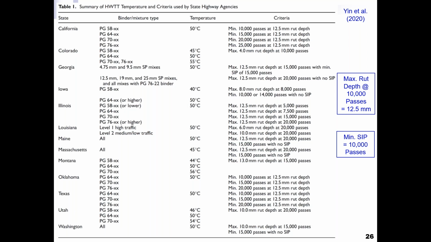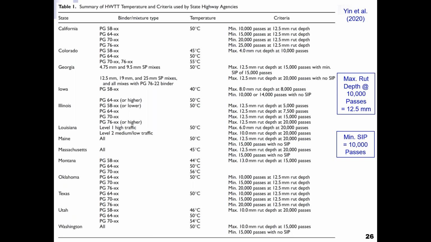Since we're using 64-22 and 58-28 in here, we decided to stick with the same testing temperature. And we used 50, which again, you can see has been used by some of the other states. And we used a maximum rut depth of 12.5 millimeter at 10,000 passes to compare the performance of the asphalt mixtures together. And this in here shows the minimum stripping inflection point of 10,000.